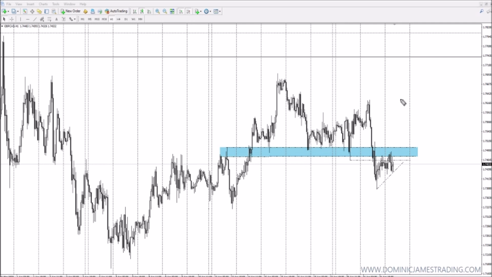What would negate this is if we get an H1 close above this level, then I'm not interested in it anymore, as it'll probably go higher. So this is really the line in the sand for me at the moment on pound CAD, but as long as it's below here, I'm bearish.